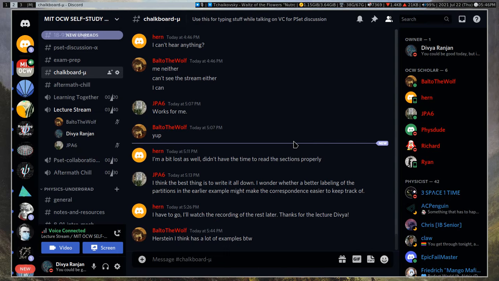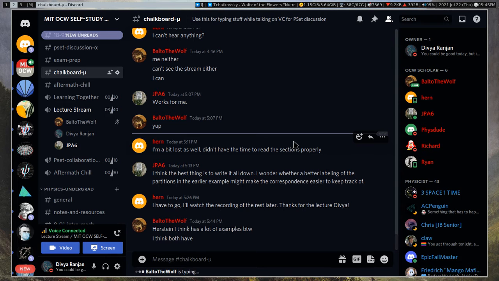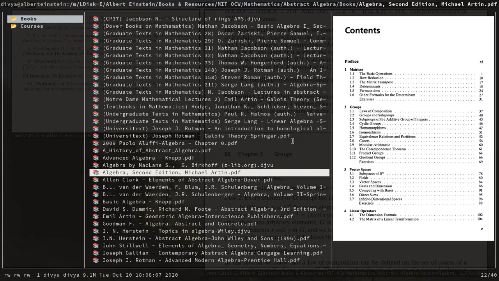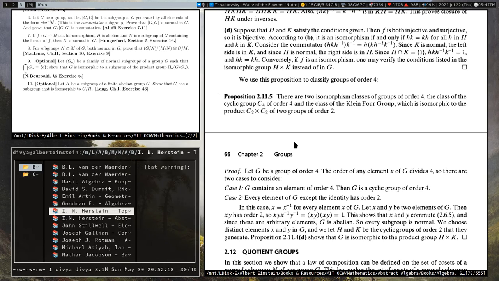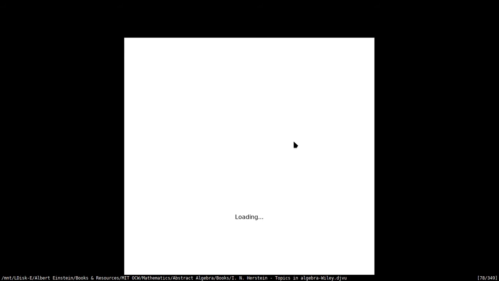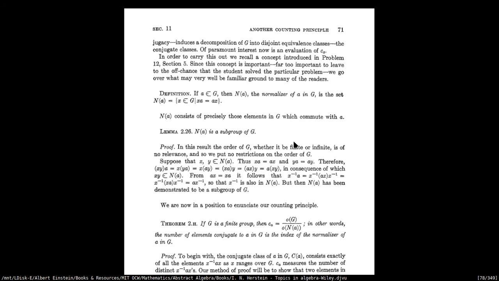Right, Balto says Herstein has examples. You're saying Herstein's Topics in Algebra, right? That's probably a really good place to look. That was my first algebra book, so that'll be where I check next. Was that in undergrad? I mean, it's often used in undergrad. I know, it was back in the day. I don't know what's popular now. Okay, now Artin is popular.